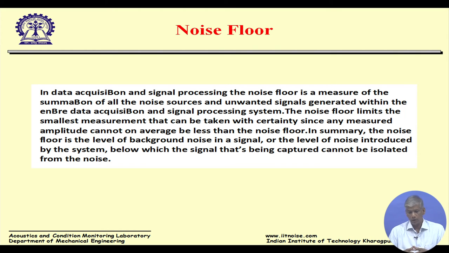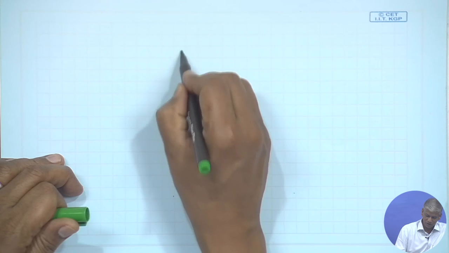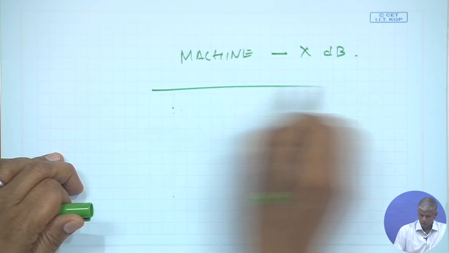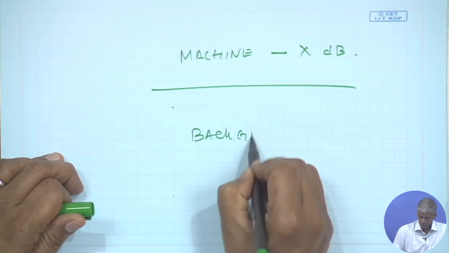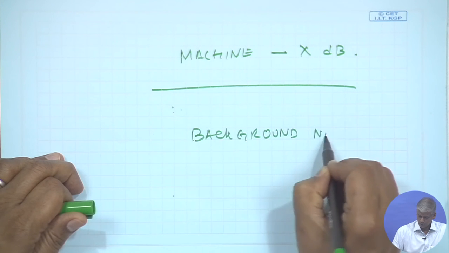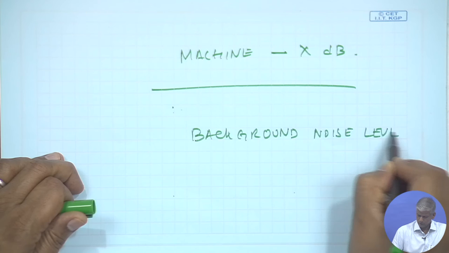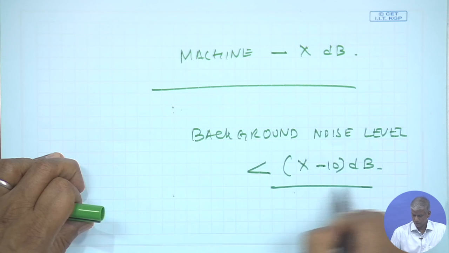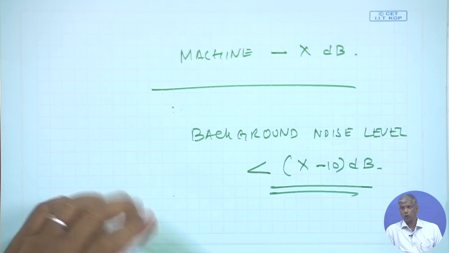To state it another way, the background would contaminate your noise source if the background is not less by 10 dB. I hope you understand what I told. This is my machine making X dB. So your background noise level should be less than X minus 10 dB. So you have to have a quieter place to measure it.